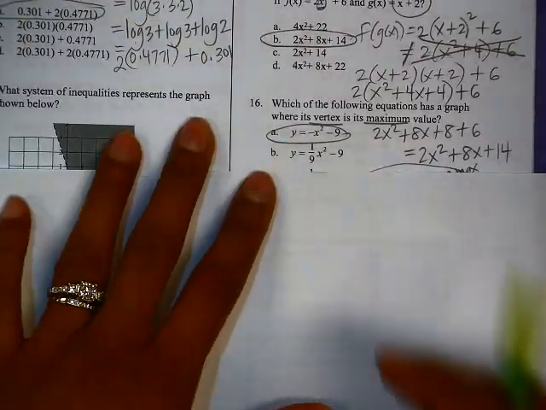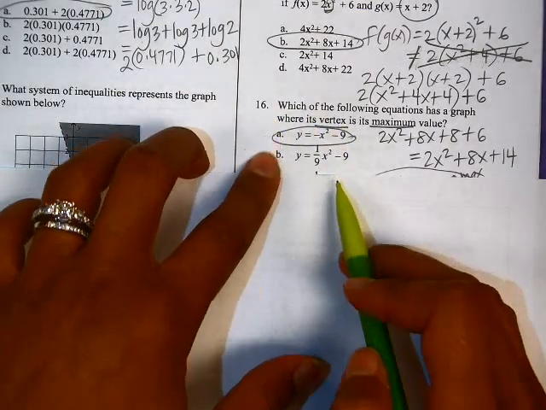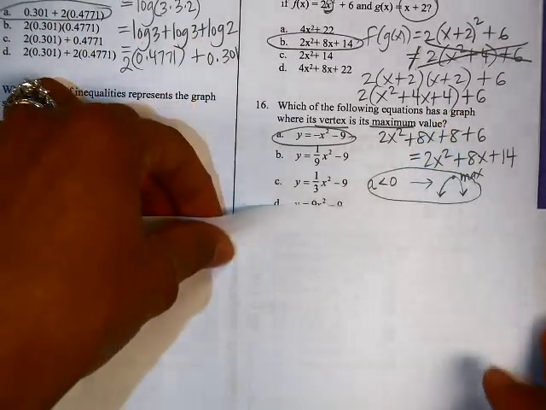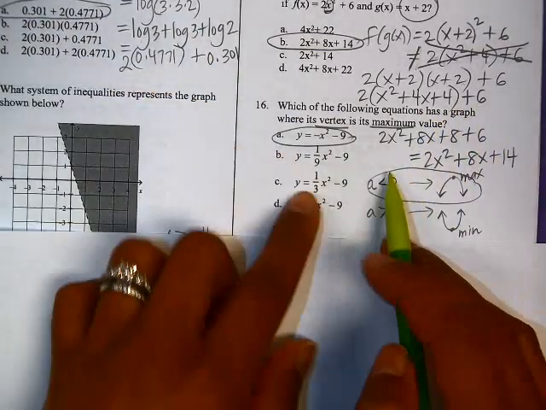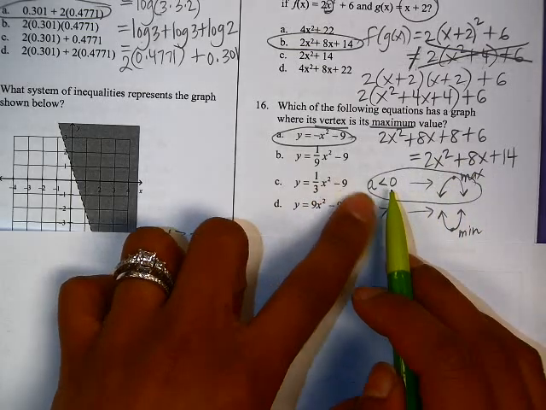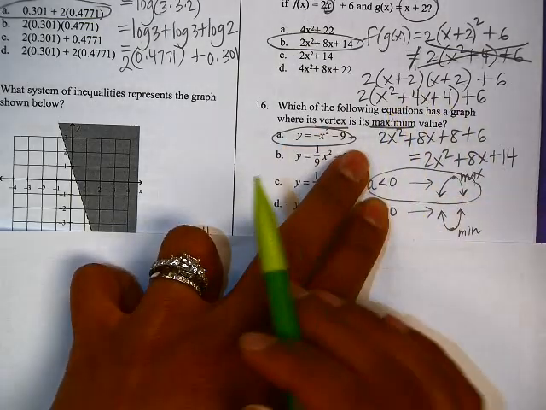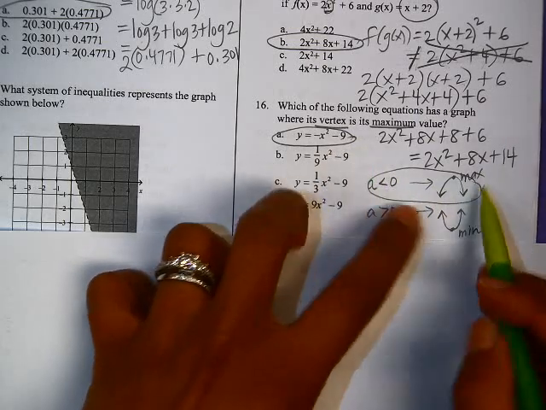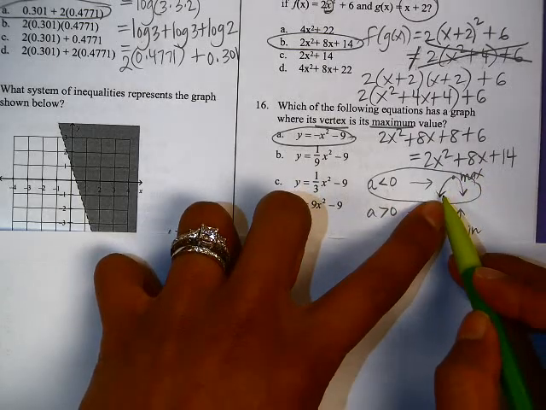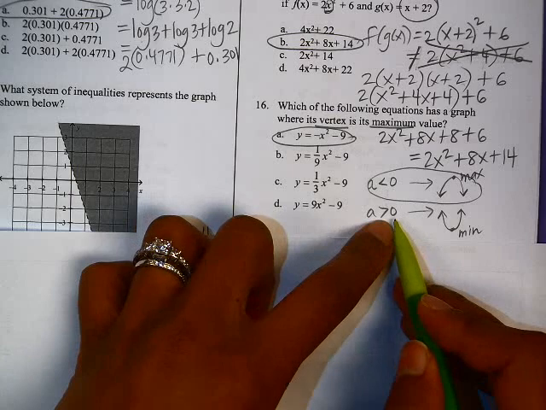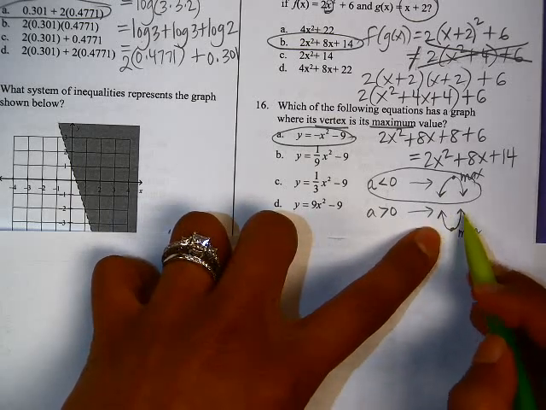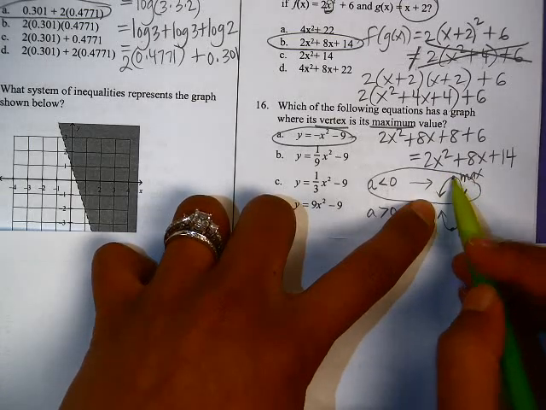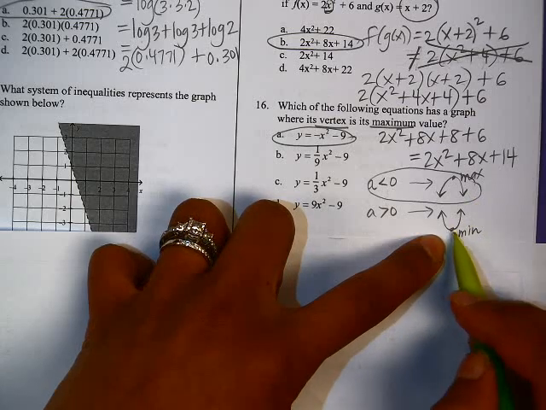In problem 16, we need to figure out which graph has a vertex as its maximum value. Looking at these options here, let's highlight one concept that's important to understand. We have either our a value negative, or less than 0, which would be a parabola which opens down, or we have a values that are greater than 0, positive, which gives us a parabola that opens up. When you have a parabola that opens down, you have a maximum as your vertex. With a parabola that opens up, the vertex is at a minimum.